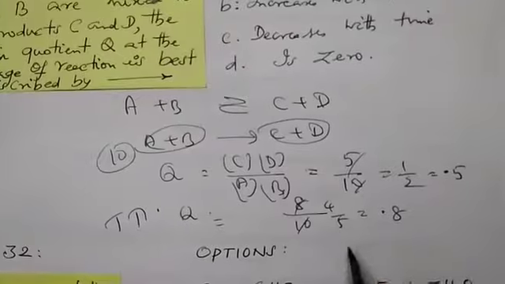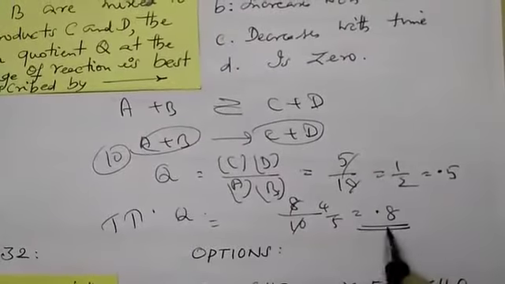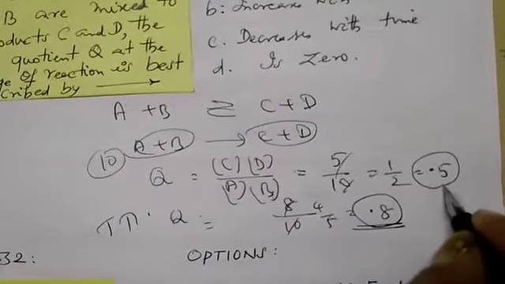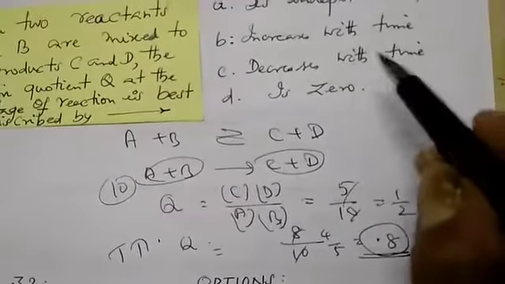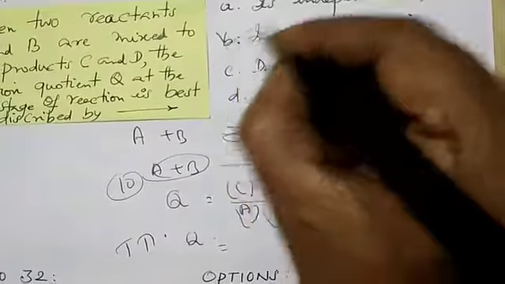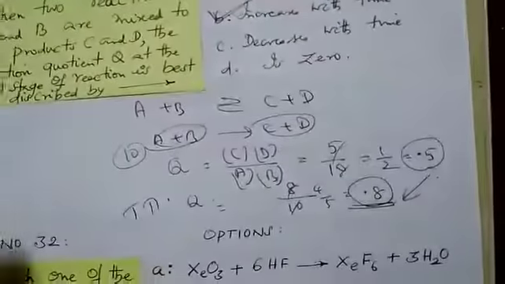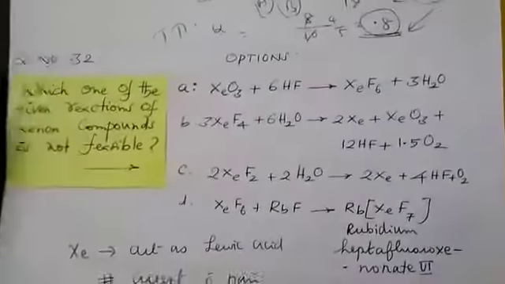Okay children, now 4 by 5, the fraction you are getting is 0.8. Previously it was 0.5. So what happened? It has increased. So the Q value increases with time at the initial stage. This is simple knowledge.